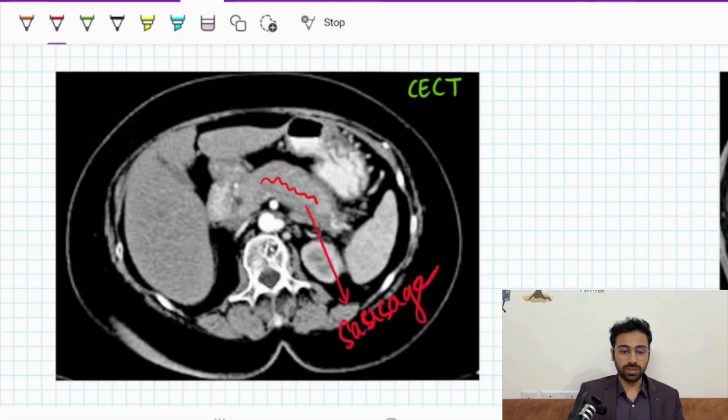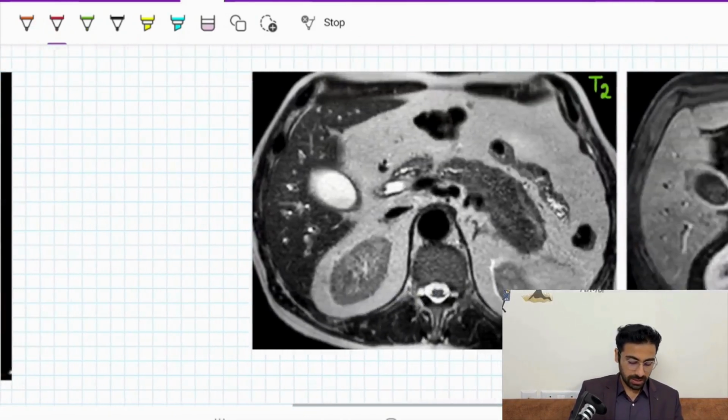This is known as the sausage pancreas. Along with it, you can see this hypodense rim that is surrounding the entire pancreas. Now, if a delayed scan was performed, this would enhance. Let's see the same patient's MRI.